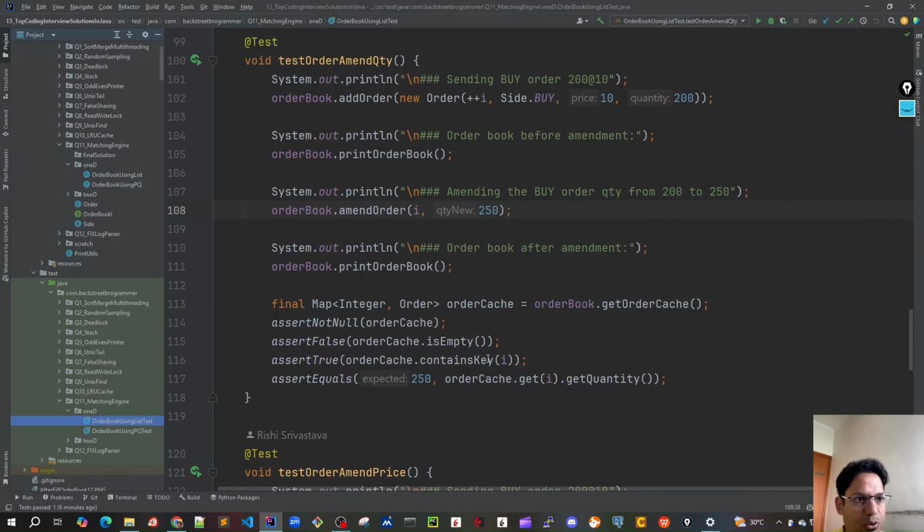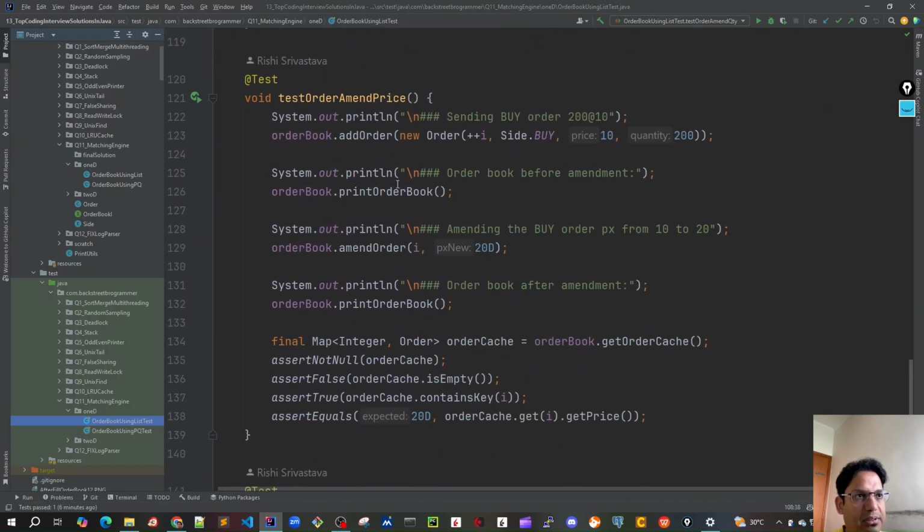And let's go through the test case now. So this is test order amend price. First of all, we will maintain an order book in which we will have 3 buy orders and 3 sell orders resting. And we send a new buy order of 210. Then we'll print the order book before amendment. After that, we will amend using this amend order for the same order quantity, and change the price from 10 to 20. This is what I'm doing.